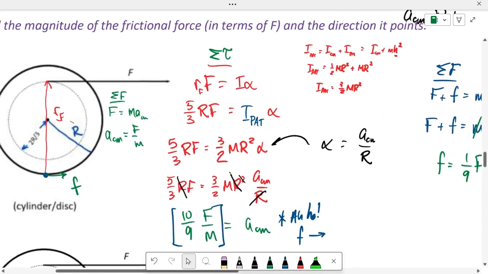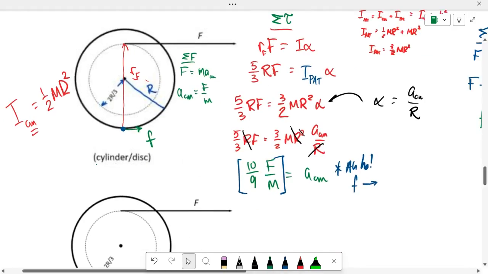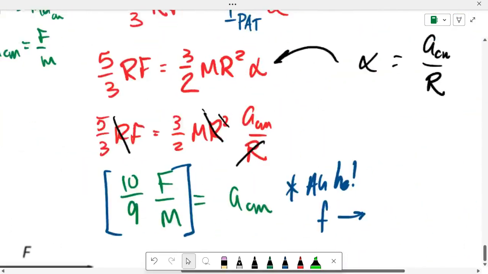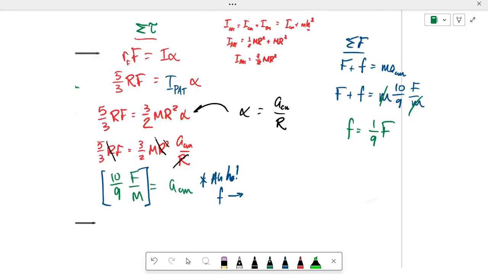So it so happens that if you have a spool with this geometry, treated like a solid cylinder or disc, and somehow we apply a force at that location, the friction force happens to point to the right. It happens to be precisely 1/9 of the applied force.